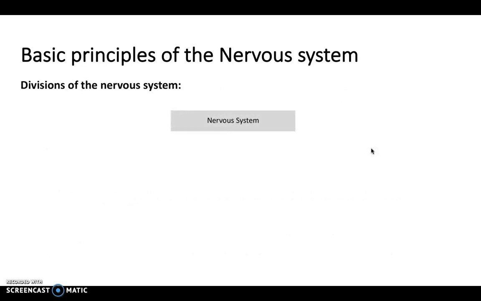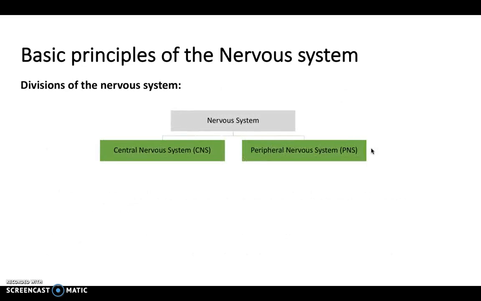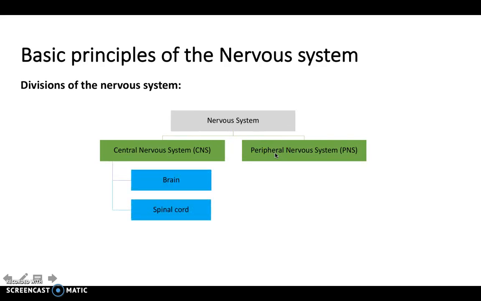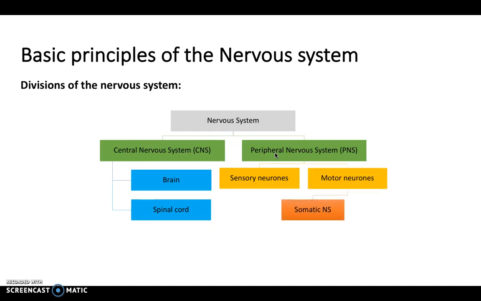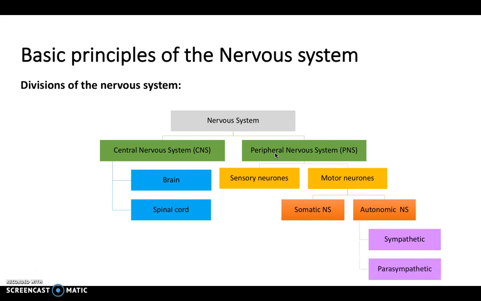So we can think about this in a more simplistic view. So we've got the nervous system, which can be divided centrally and peripherally, and as we've just said, the central nervous system is made up of the brain and spinal cord. The peripheral nervous system is made up of a sensory and motor aspect, of which motor can be further subdivided into somatic and autonomic nervous system. And from a previous question, we know that the autonomic nervous system is actually further subdivided into sympathetic and parasympathetic, our fight and flight versus our rest and digest systems.